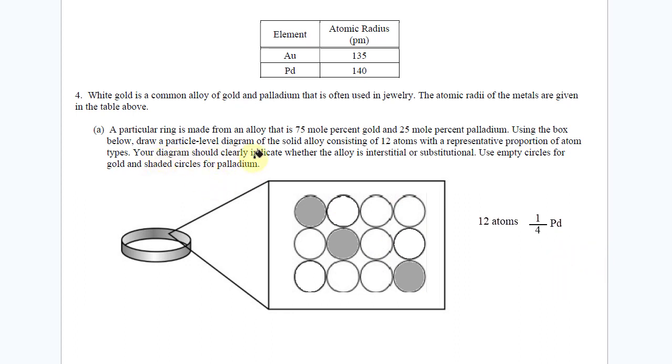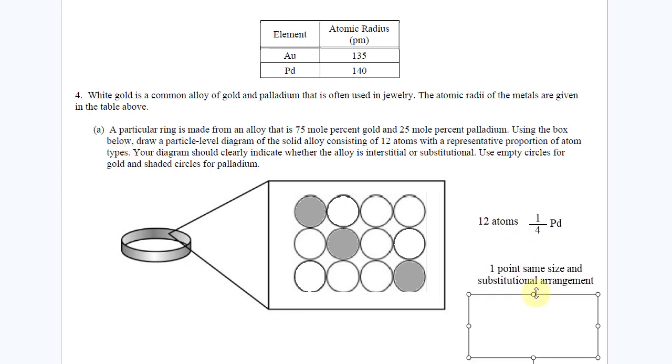Let's see. Your diagram should indicate whether the alloy is interstitial or substitutional. Substitutional because of the same sizes. Crossed fingers on that. But that's what they wanted. Empty circles for gold, which is 3/4 of these 12. And the shaded circles, 4 goes into 12, 1/4, 3 of them, 1, 2, 3. So that would be this answer.